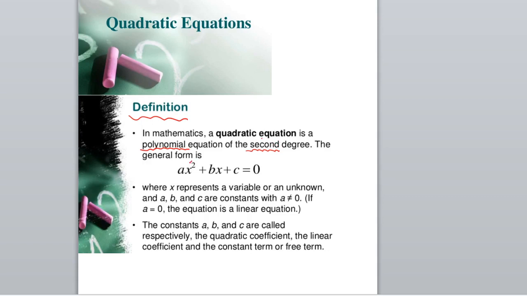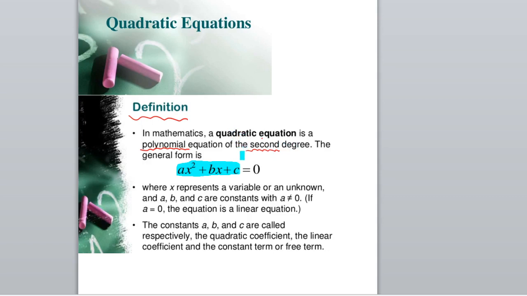The highest degree, meaning the highest exponent, the highest power, is 2. Okay, so when we see a form like this, it means that it is a polynomial of the second degree, ax squared plus bx plus c. This is the form of our equation in this lesson. It's called a quadratic equation. Quad comes from the second degree.